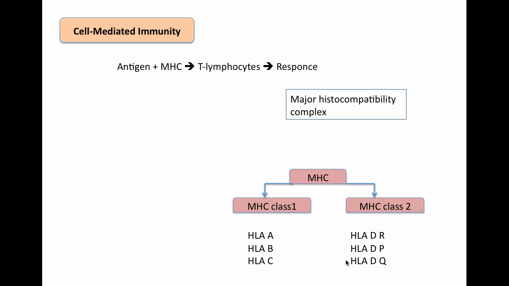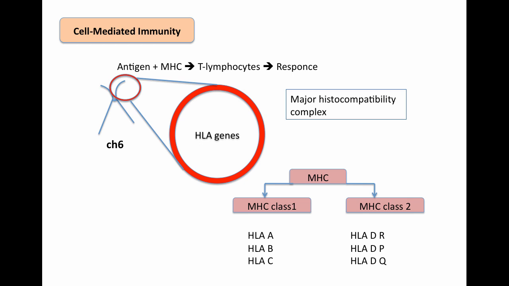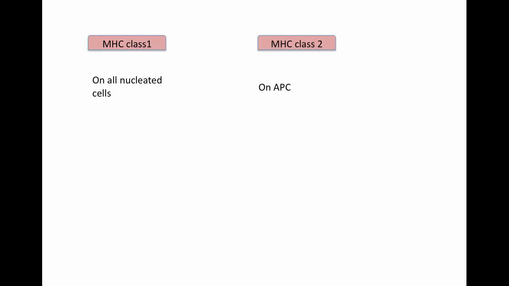So let's imagine that this here is chromosome 6. The short arm of chromosome 6 will have certain genes. These genes are known as human leukocyte antigen genes, HLA. HLA genes are clustered to make MHC complex. Now, MHC class 1 is found on all nucleated cells. The main goal is to activate CD8, and CD8 will eliminate the host cell itself. MHC class 2 is presented on antigen-presenting cells, and they help the T helper 2 cells present the antigen.